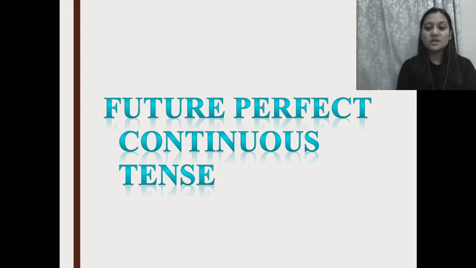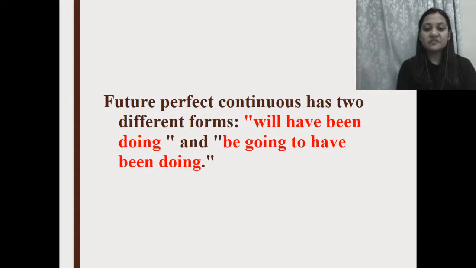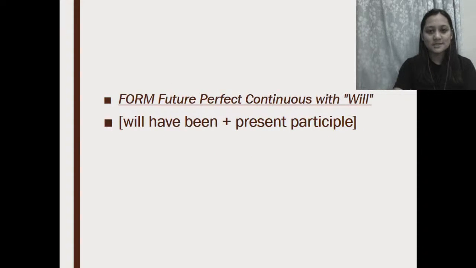Next is future perfect continuous tense, right? The next one is future perfect continuous tense. Future perfect continuous has two different forms, that is will have been doing and be going to have been doing. Okay, let's not get confused. हम एक एक करके पढ़ेंगे and then you'll be super sure with it. Where exactly you have to use what?